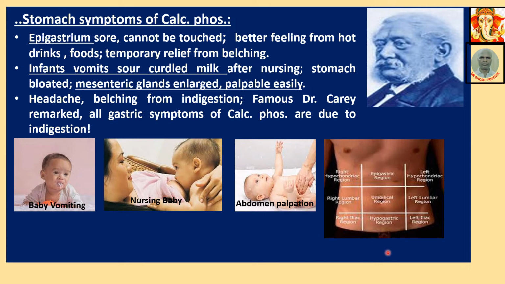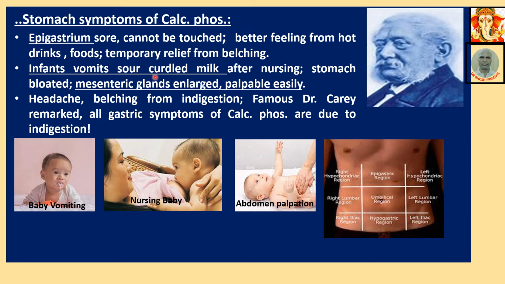Abdomen has been divided in 9 portions in medicine. The middle top position is called epigastrium region, just beneath the sternum bone. On the right hand side it is right hypochondriac region, left hypochondriac region, central it is umbilical region, right lumbar region, left lumbar region, at lower end hypogastric region, right iliac, left iliac region. These 9 quadrants of the abdomen have been very often referred to while discussing medicines of abdomen.